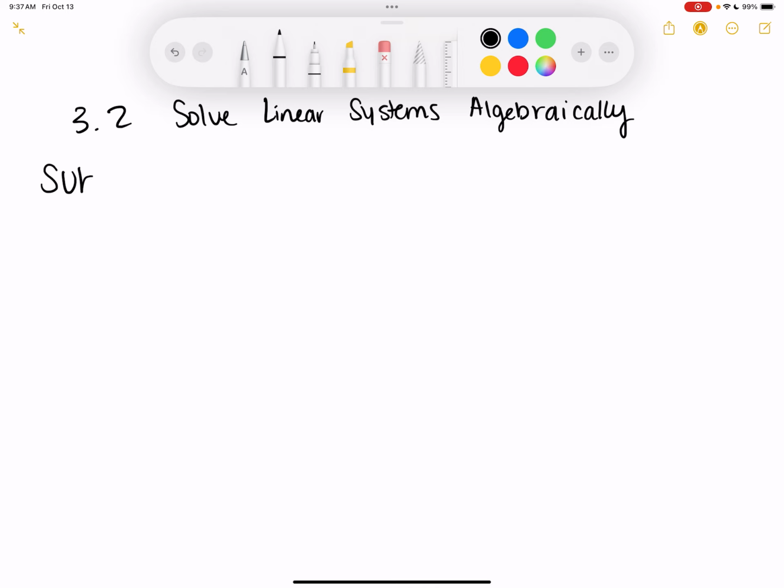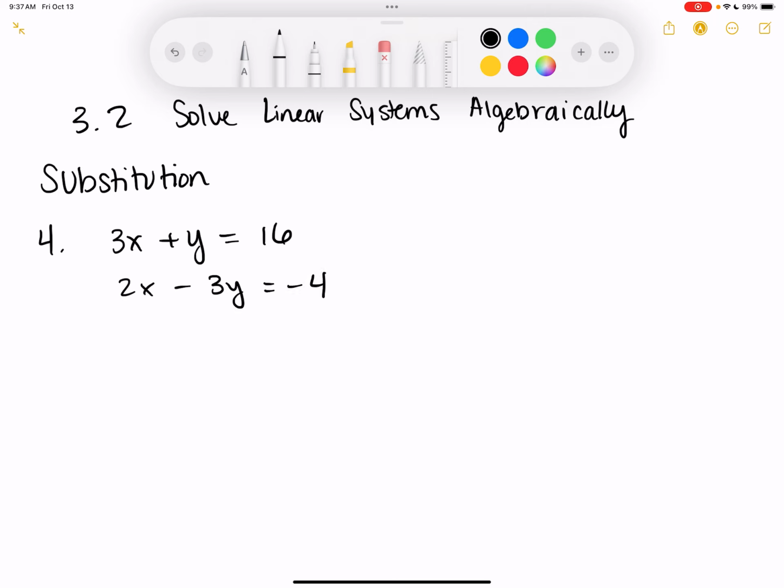So, starting out with the substitution problems, basically, the problem setup is going to look the same as what we had in the last section with the graphing, except now we're solving them algebraically instead of graphically. So, number 4, we have 3x plus y equals 16 and 2x minus 3y equals -4.